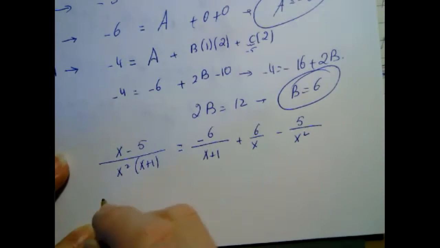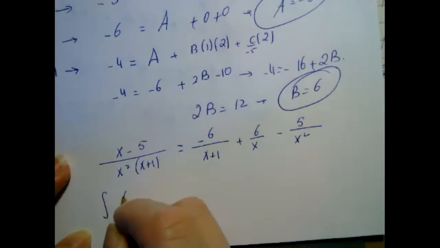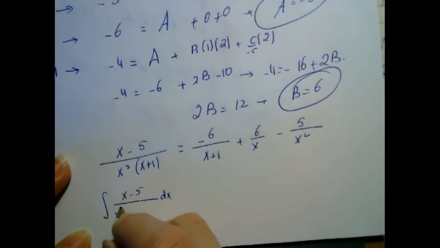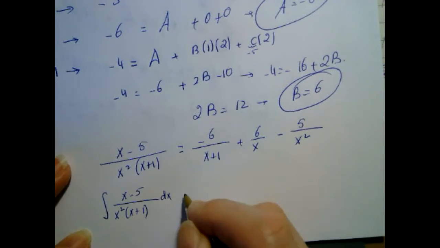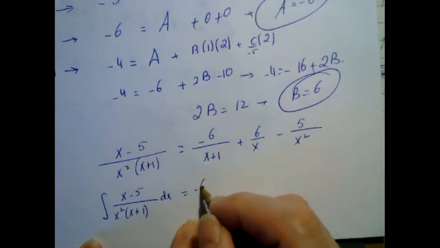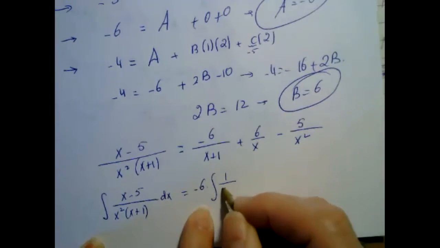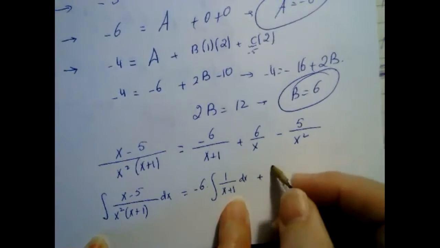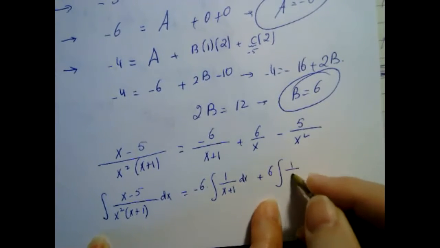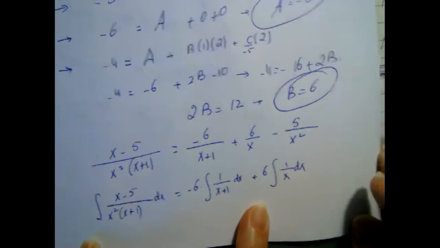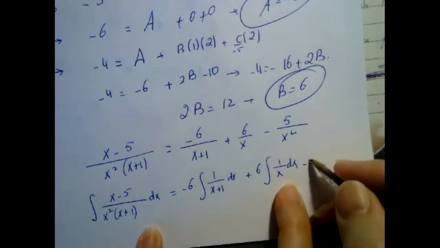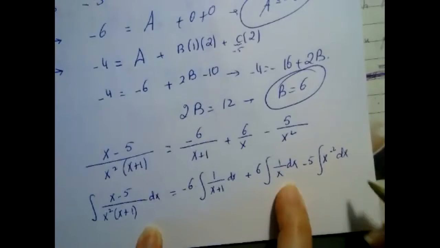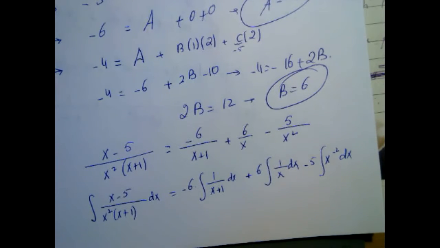Now, what we are left with is the integration part. So the antiderivative will be equal to minus 6 times the antiderivative of 1 over x plus 1 dx, plus 6 times the antiderivative of 1 over x dx. All those are simple now. Minus 5, and this is a square, so I rewrite it as x minus 2. That's not a log term, be careful.